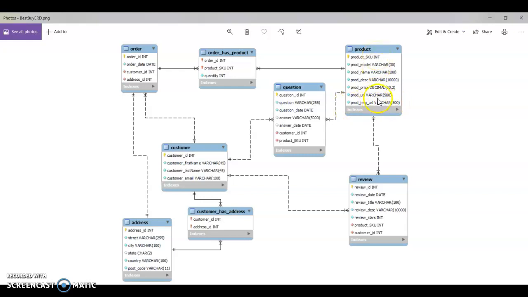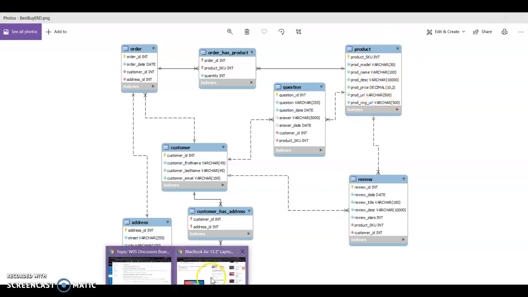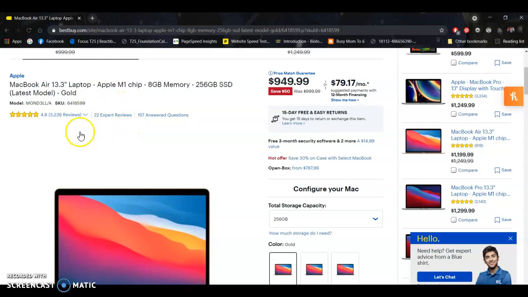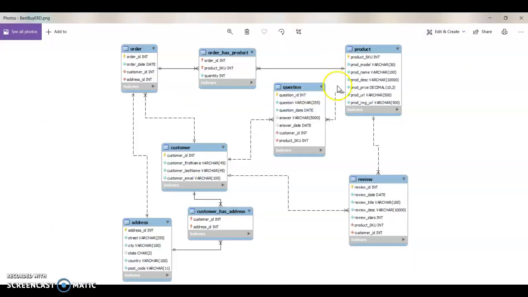For each product, after I got some basic attributes for that, I also noticed on here that there are multiple reviews and questions for each product. So I chose the questions and the reviews as entities of their own. They would have some sort of surrogate key automated by the system.